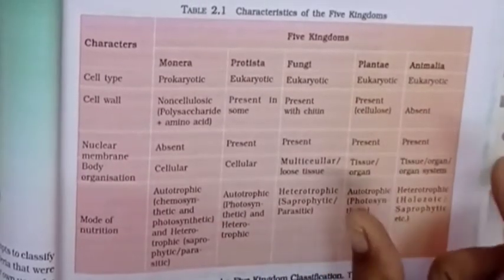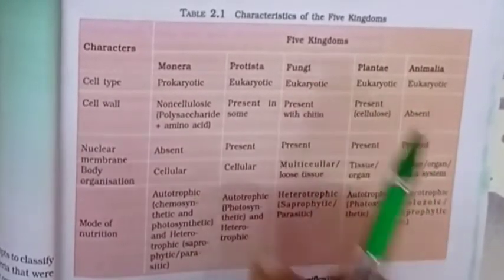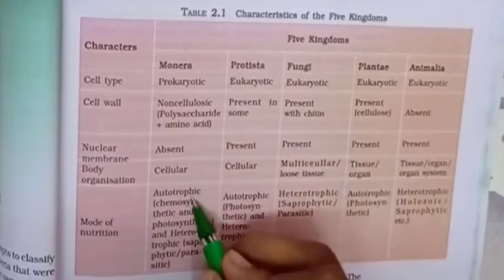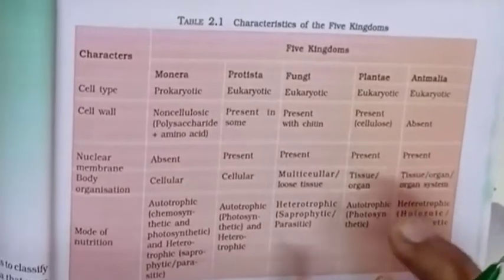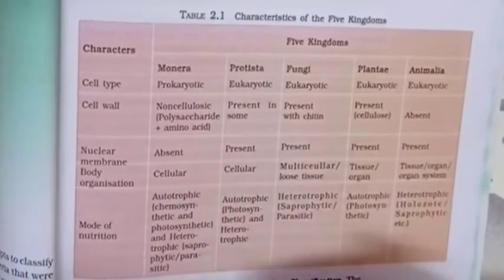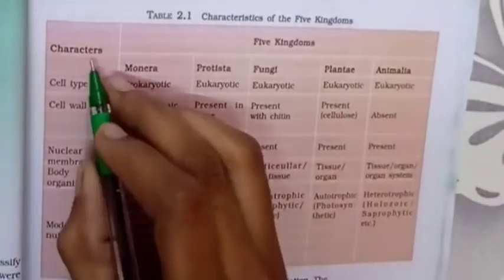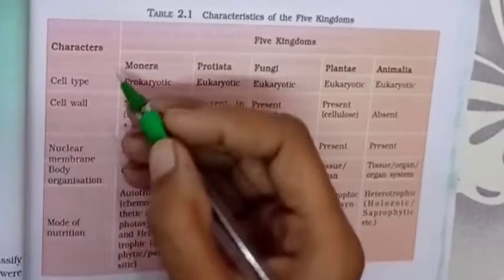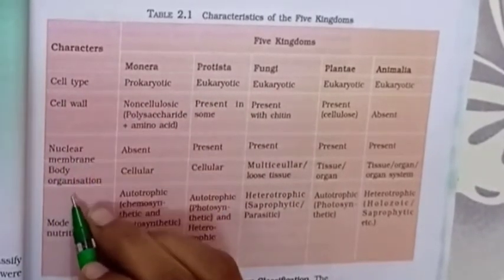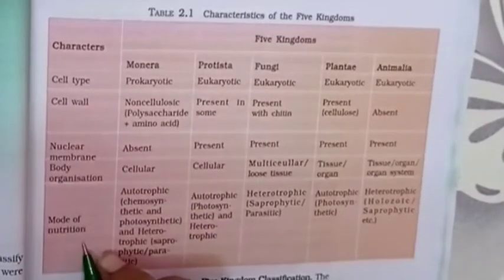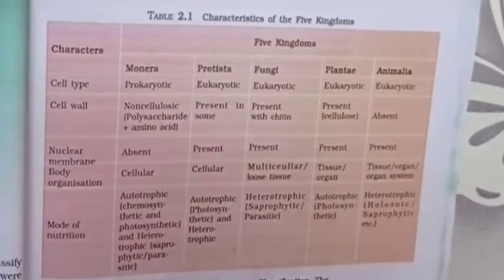I have taken this chart directly from the NCERT because each and every point in this can have an MCQ. Therefore, it is very important to know. We should not memorize it by rote. By understanding, we can remember all these points. Now, the characters described are cell type, cell wall, nuclear membrane, body organization and mode of nutrition, for Monera, Protista, Fungi, Plantae and Animalia.